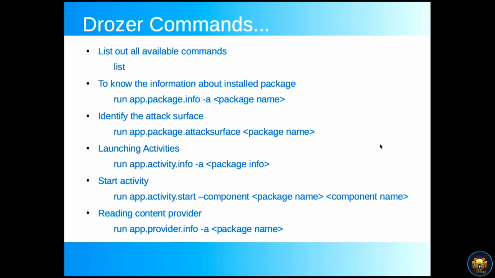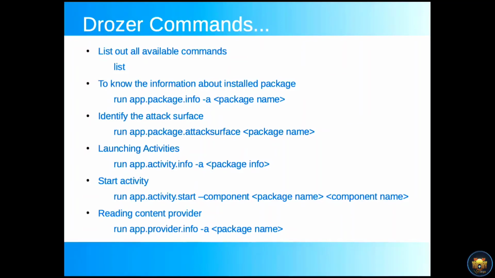So here we need to know some commands before the testing. There is a command list. The list command is used to list all the available commands in Drozer. To know the information about an installed package, just run the run command, and the sub command is app.package.info, with the -a option, and you can put the package name to get the installed package information. Whichever package information you want, just put the package name.